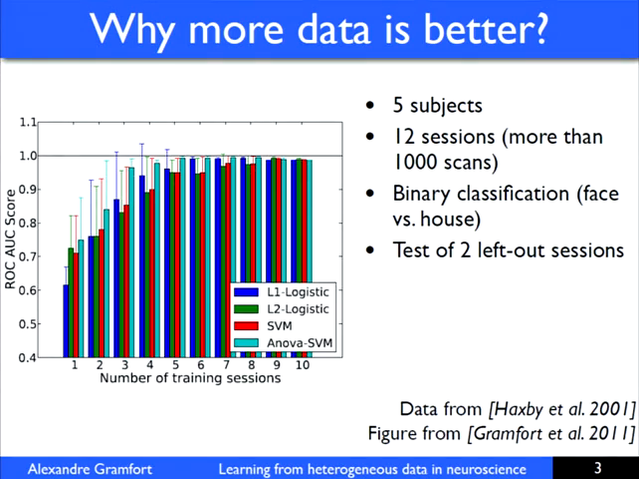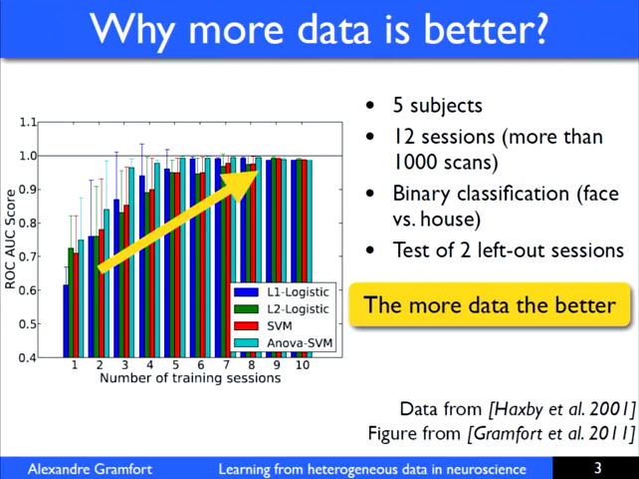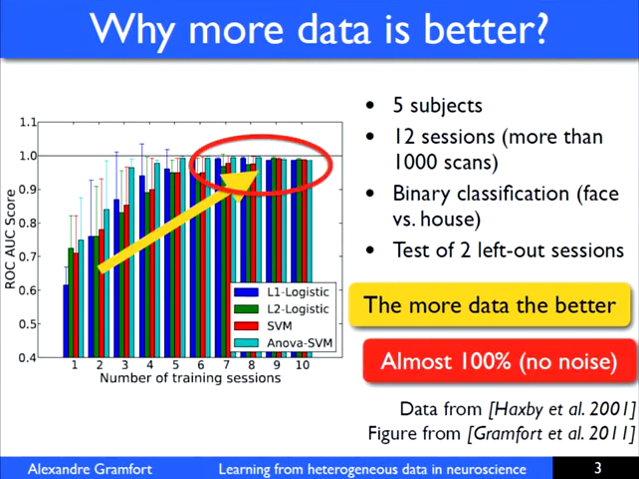So going back to this example of face or house, this is a graph that shows you, on the x-axis, the number of sessions that you have for training, and on the y-axis the accuracy of the classifier. This is the data from the Haxby paper from 2001. And what you can see is that the more data you have, the higher the accuracy. This type of analysis is what people call a learning curve, and it shows you that the more data you have, the better.